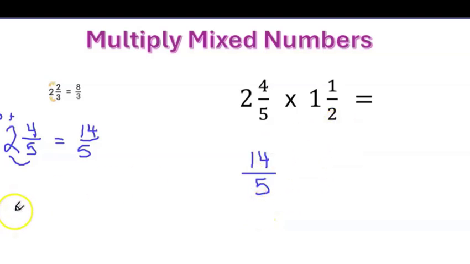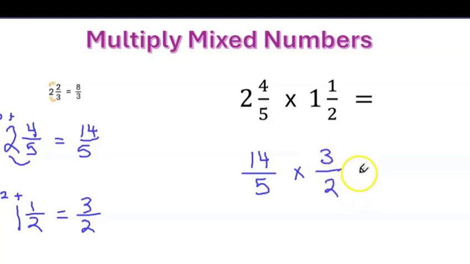Now I need to take 1 1/2. I know it's going to be an improper fraction with a denominator of 2. And 2 times 1 is 2, plus the numerator of 1 gives me 3. So now I can rewrite 1 1/2 as 3 over 2. And now I just have to multiply. 3 times 14 is 42. And 5 times 2 is 10. Now I actually have a mixed number.